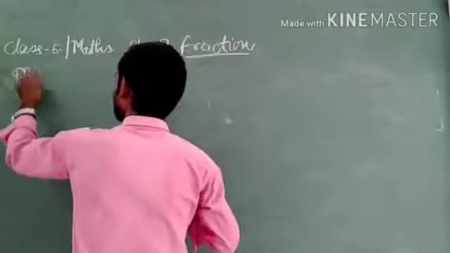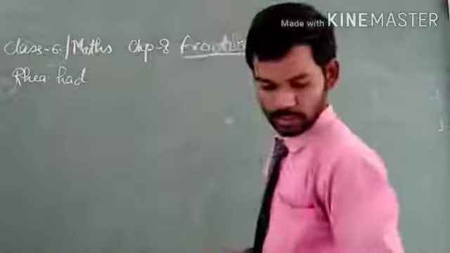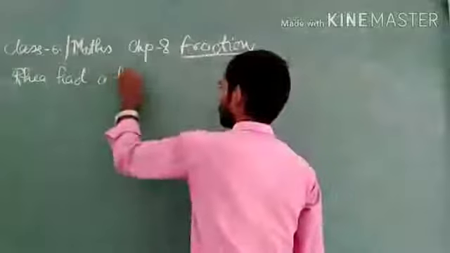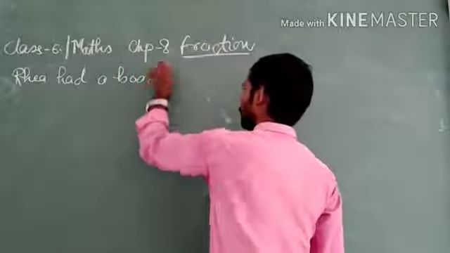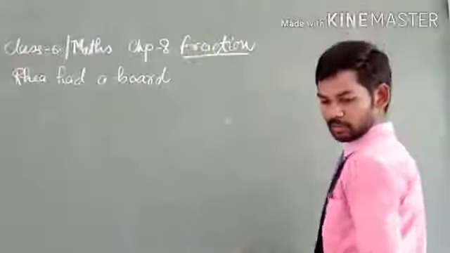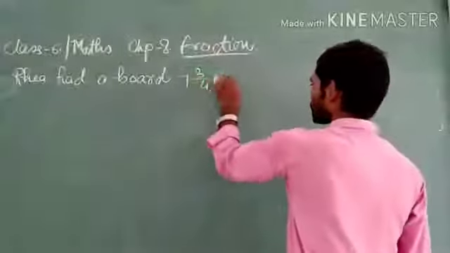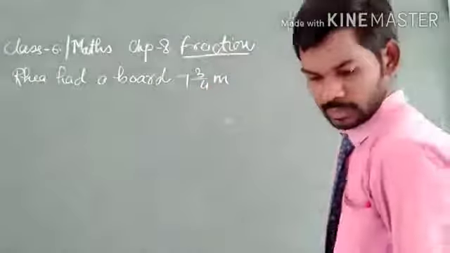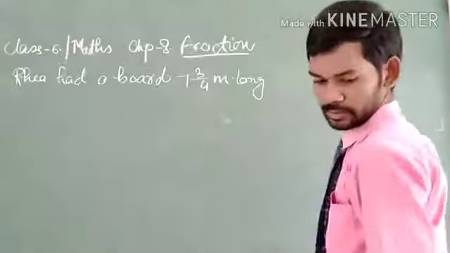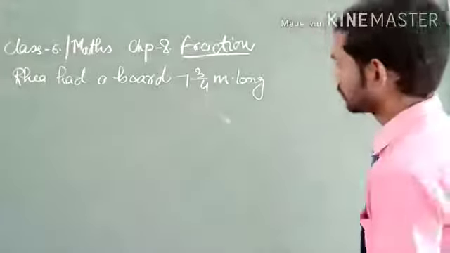Let us see the next question. Ria had a board, 7 whole 3 upon 4 meter long, and she cut 1 whole 1 upon 2 meter from the board.